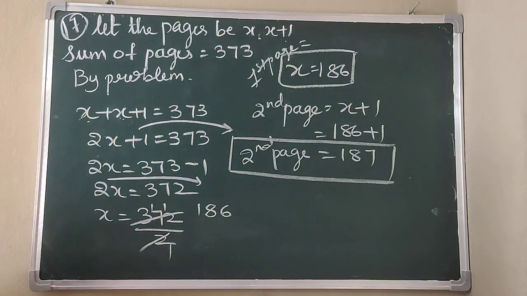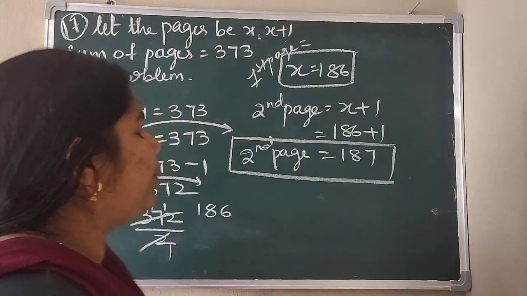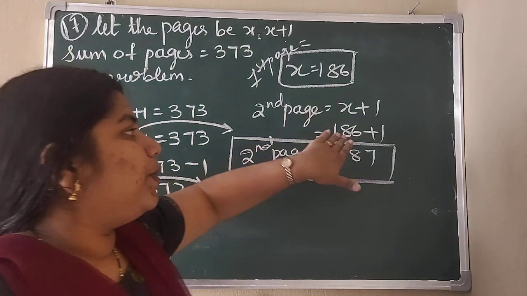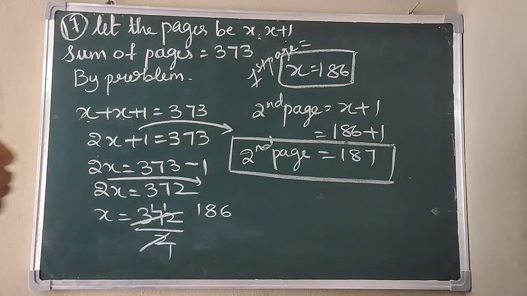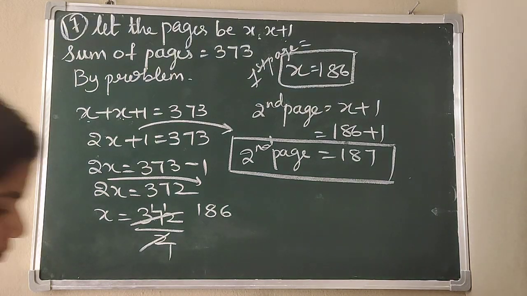And the second page is how much? x plus 1. x is nothing but 186, and plus 1, so 186 plus 1 will be equal to 187. So what is the second page number? The second page number is equal to 187. So this is our 17th question.